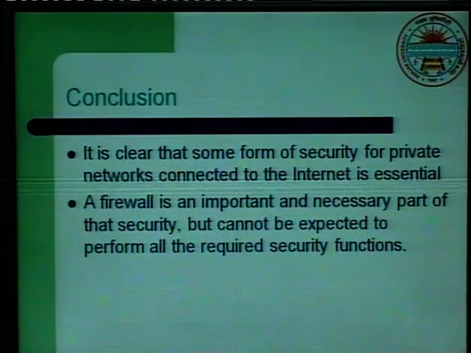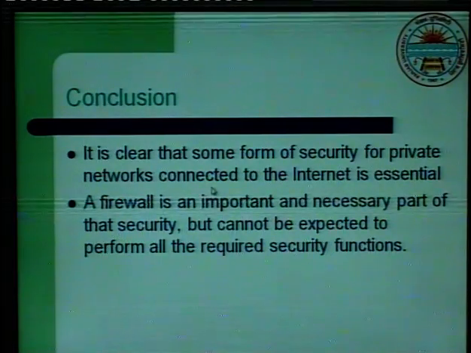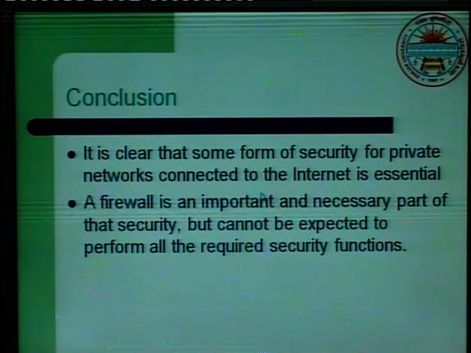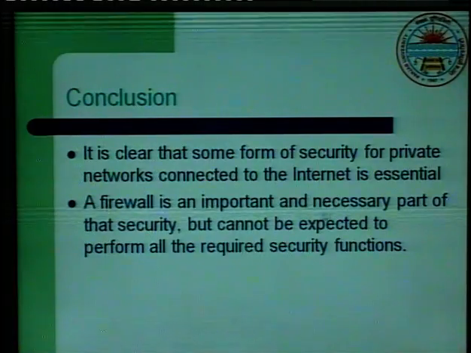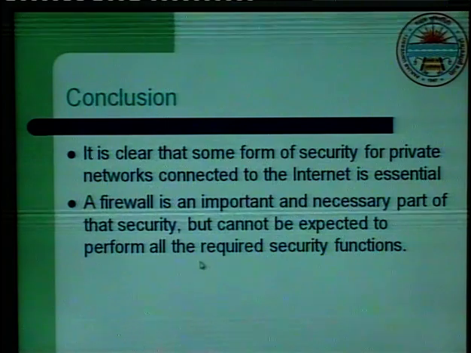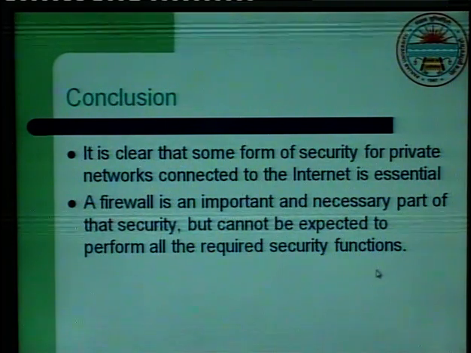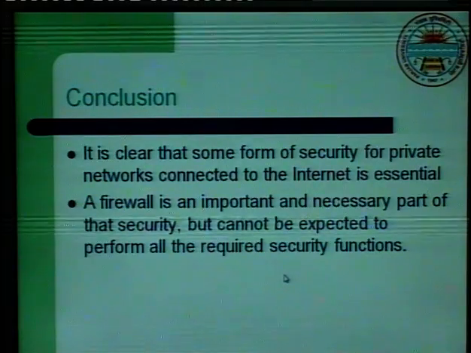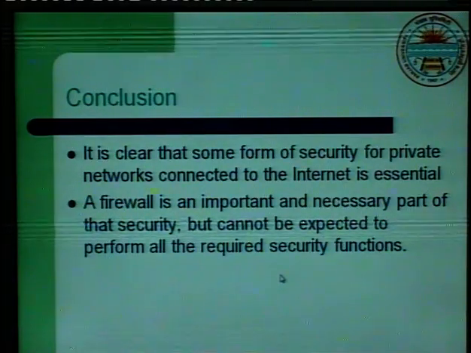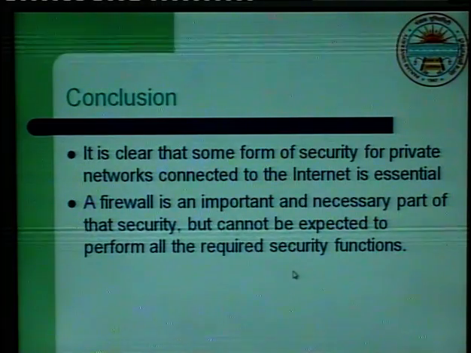So, with these words we conclude this talk. It is clear that some form of security for private networks connected to the internet is essential. A firewall is an important and necessary part of the security, but it cannot be expected to perform all the required security functions. So, firewall is a very good security tool, but it is not a foolproof tool. In addition to firewall, we have to use other security tools.